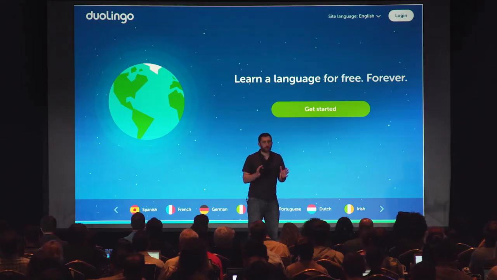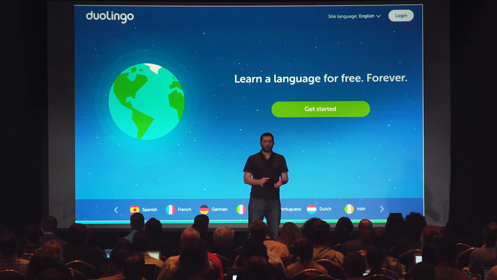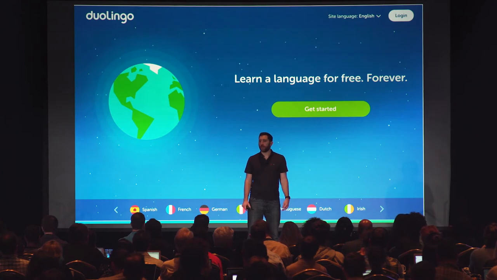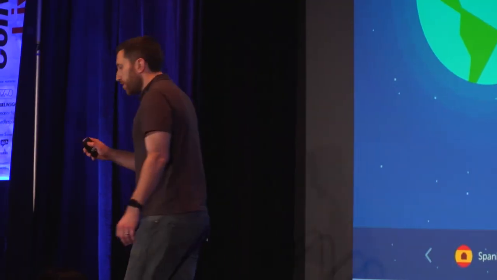So let's take a look at a more recent example. Duolingo. This is their homepage. It's very, very simple. There's not a lot going on, but it's very persuasive. Learn the language for free, forever. And a nice, happy, green call to action. Get started. What Duolingo is doing is they're putting that aha moment ahead of the registration form.